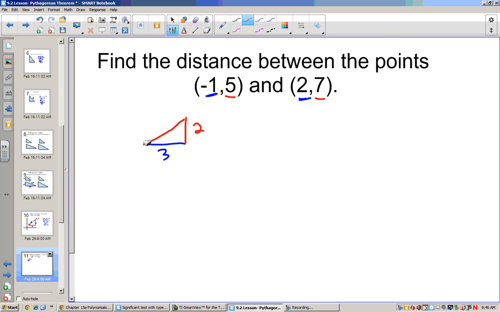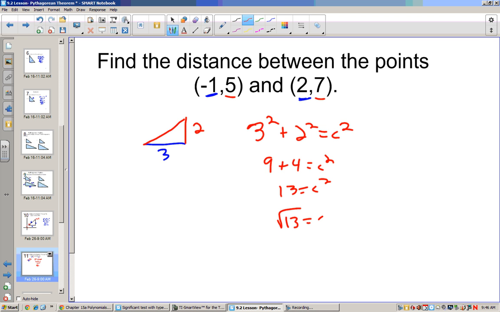Now to find the distance between these 2 points, I just have to look at this. So I do 3 squared plus 2 squared is my distance squared, or 9 plus 4 is 13. And now I just take the square root of 13, and that is my value. So that's the distance between those 2 points.